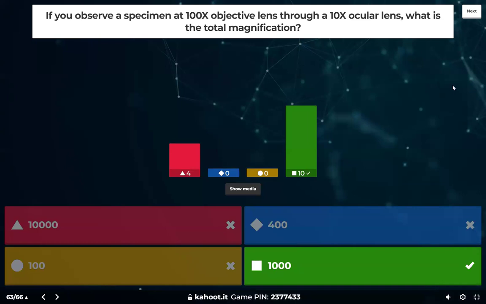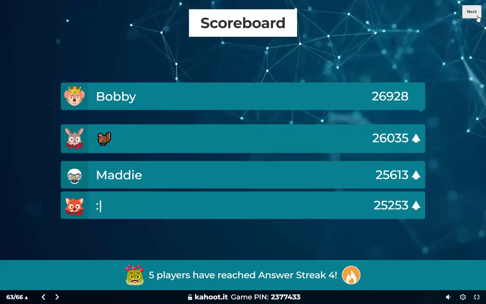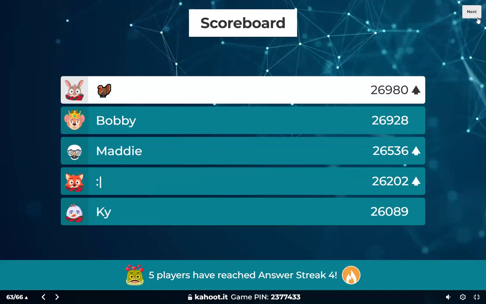Right, so this is 1,000. You just multiply the two together. Our ocular lenses are always 10x, and it says it on the ocular lens too if you get tripped up on the exam. We had a question like that in the last exam. You'll have the same question on this one.